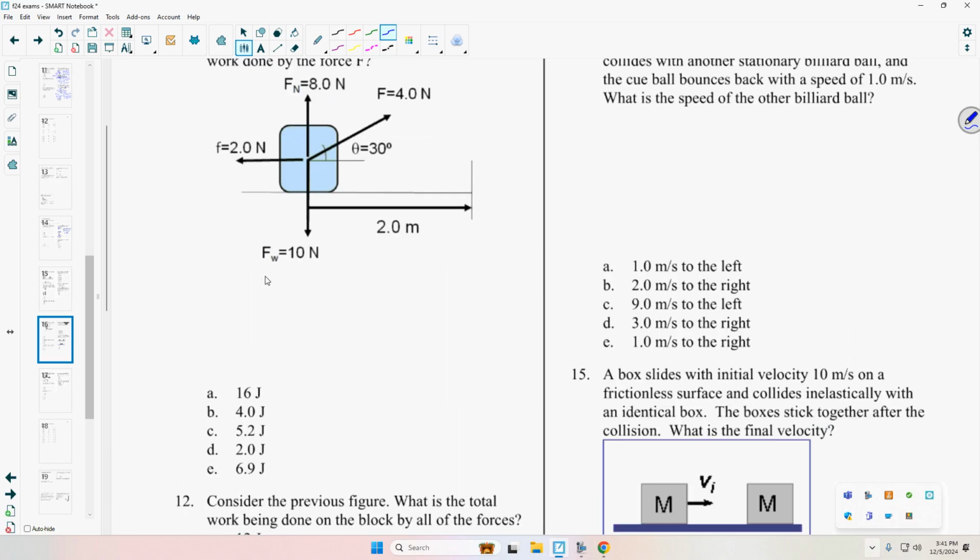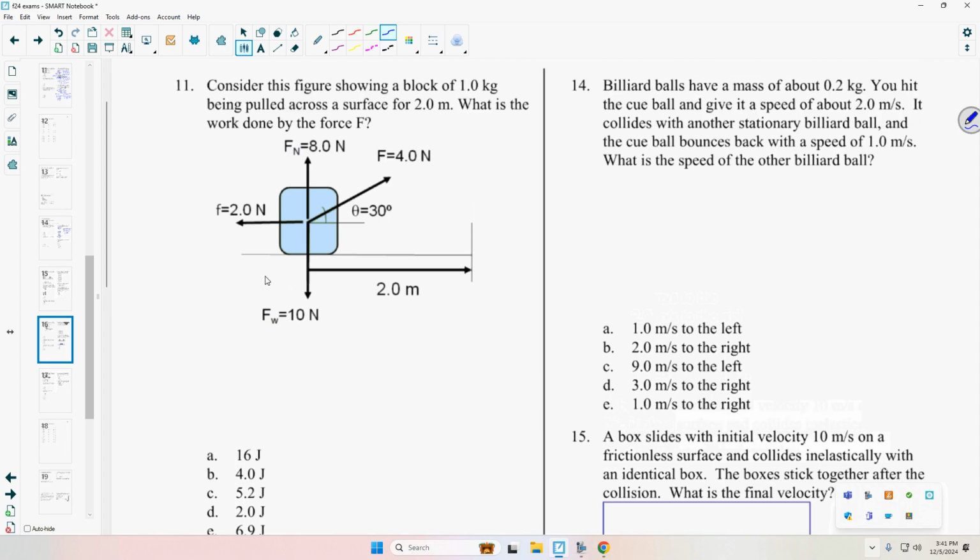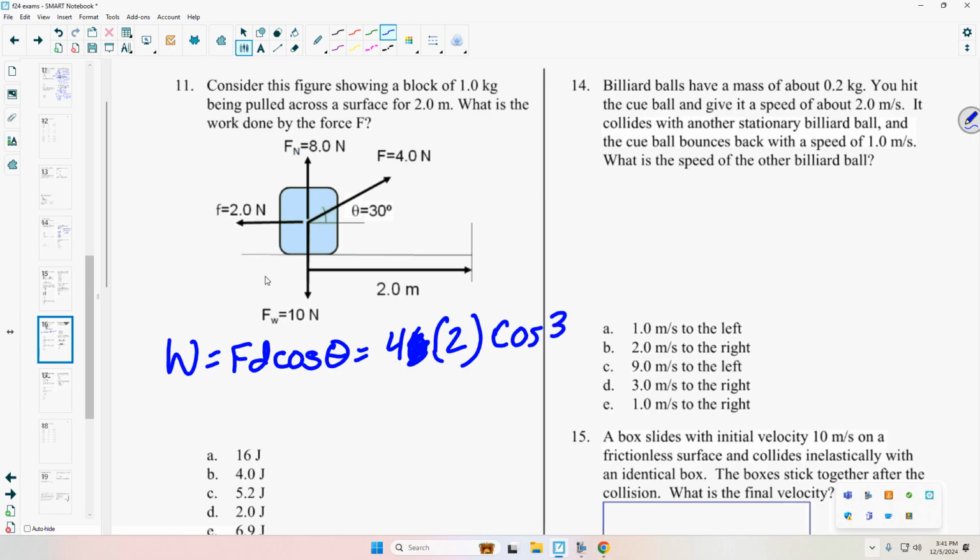You can probably bet it'll be on your test too. Fortunately, it's not that hard. If I want to know the work done by the force F, that work is just going to be F D cosine theta. That's 4 times D, which is 2, times cosine of 30. So that's equal to 6.9 joules. So that was the answer for that one.